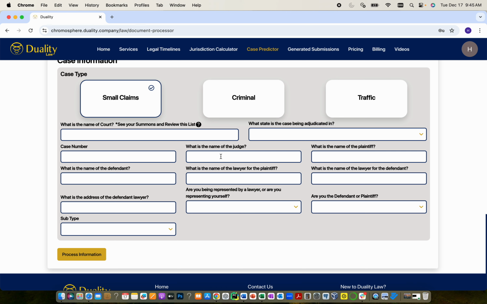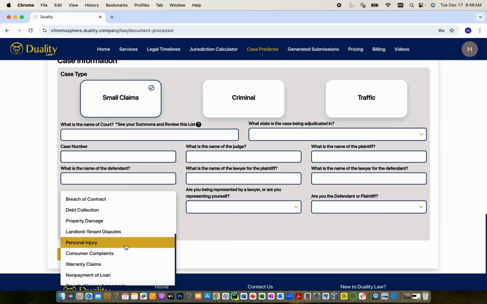We could make the judge optional, but we do have the ability to tailor the recommendations to the judge based on their previous decisions. So we want to use that as much as possible, or as close to it as we possibly can.